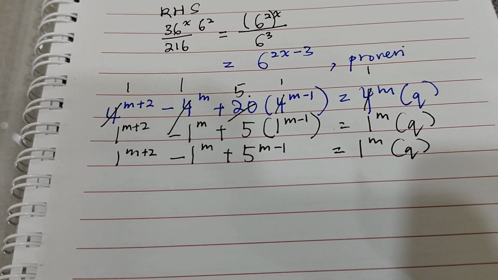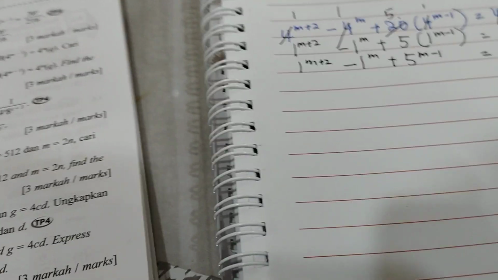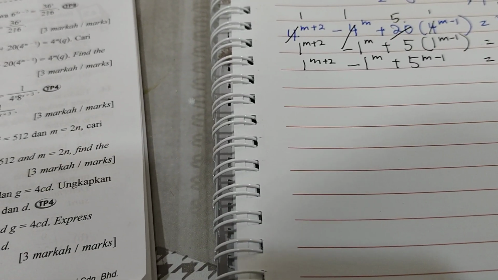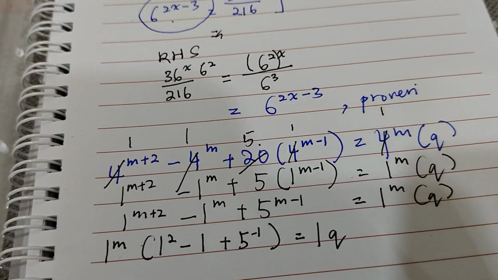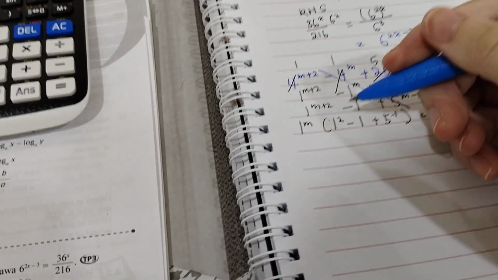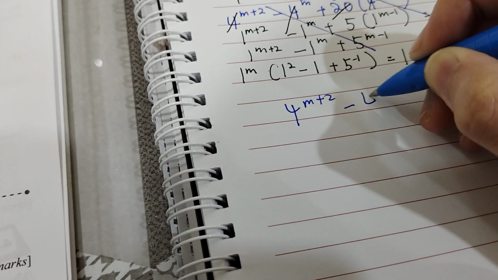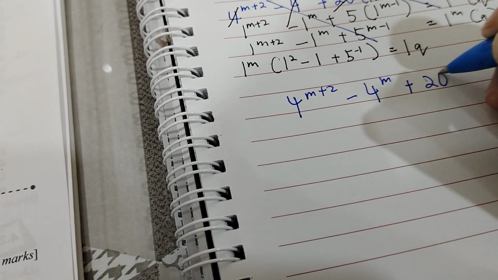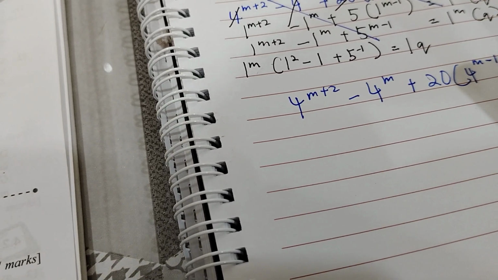Oops, okay. Now what can we do? We can turn it all together. What can you do? Let me think for a moment. Okay, coming back to this question, I think I'm going to try it again because, to be honest, I don't know what mess I've created. So looking back over here, 4 power m plus 2 minus 4 power m plus 20 times 4 power m minus 1 equals 4 power m cubed.